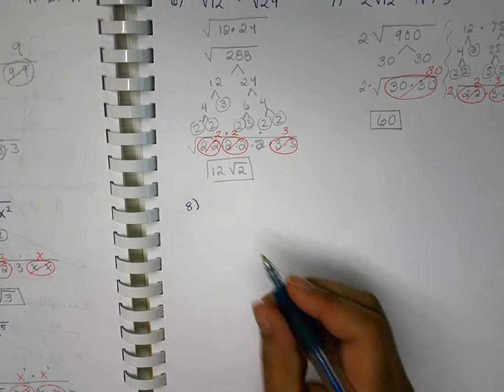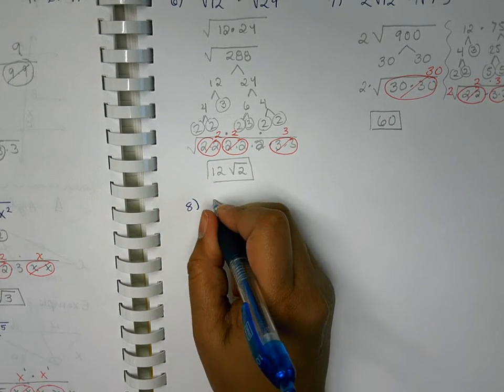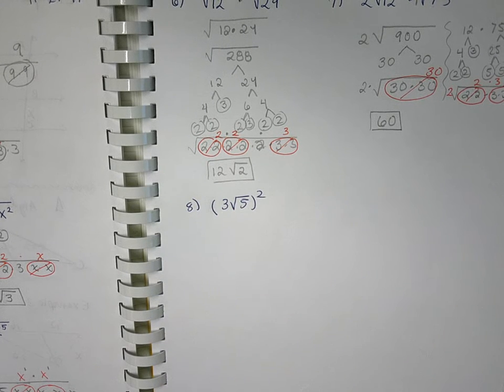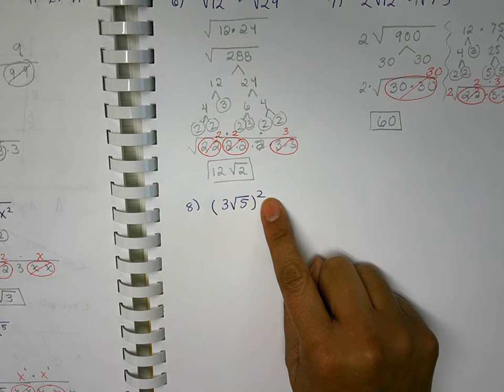Okay, so this next piece is another piece that will continue to come up throughout not only this unit, but throughout the year. And kids struggle, so you want to make sure you are paying attention. 3 root 5 quantity squared. What is this square telling us? To do what to the base?